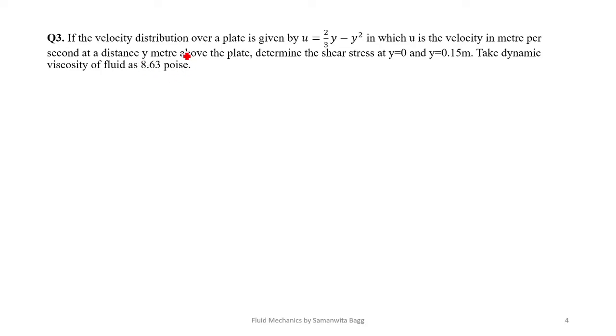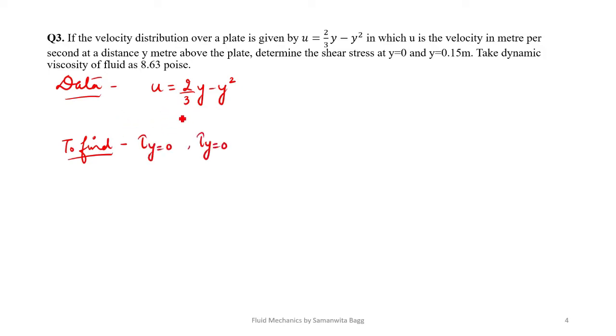If the velocity distribution over a plate is given by u = 2/3 y - y², the velocity profile is given in which u is the velocity in meters per second at a distance y meter above the plate. Determine the shear stress at y = 0 and y = 0.15. So I need to find tau at y = 0 and tau at y = 0.15 meter.